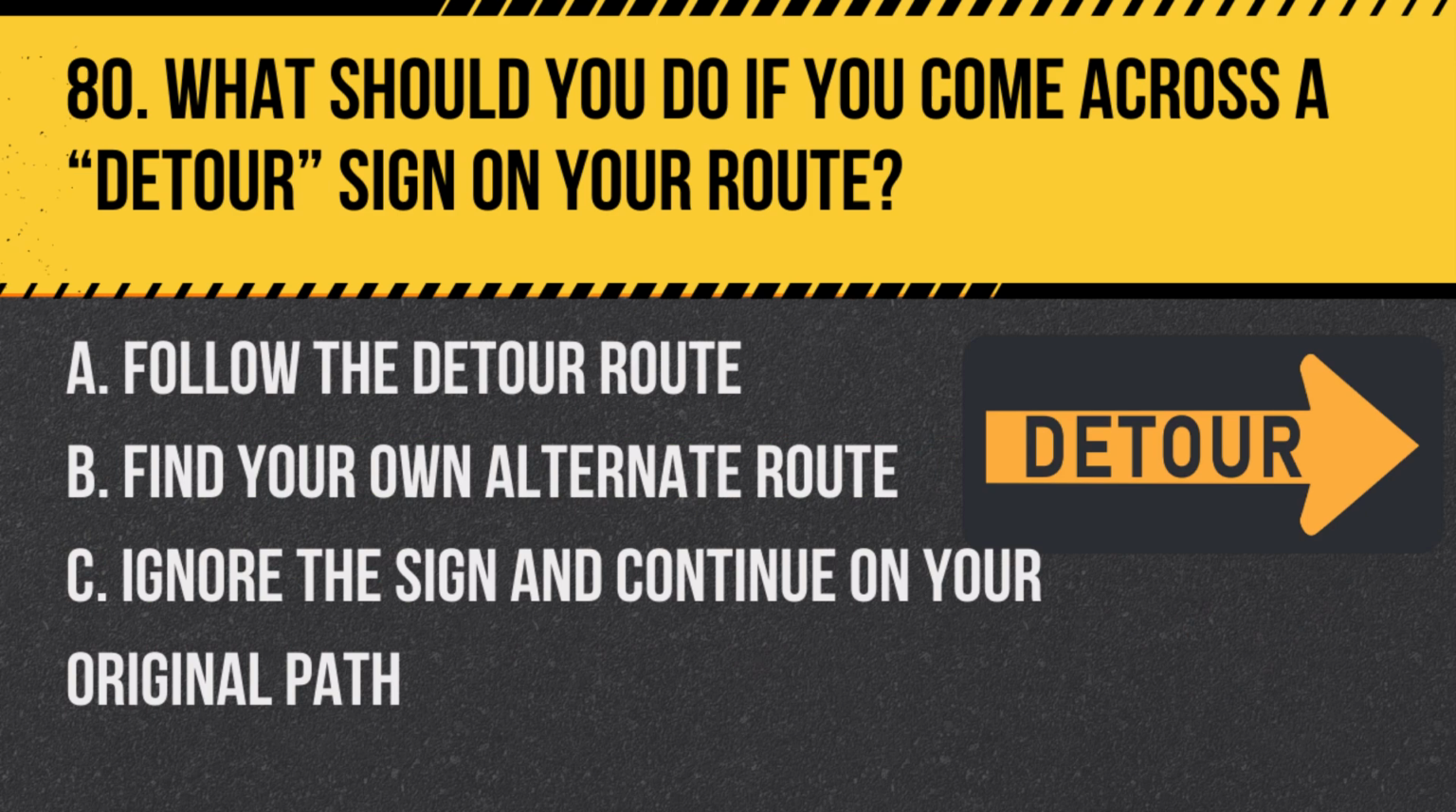Question 80. What should you do if you come across a detour sign on your route? A. Follow the detour route. B. Find your own alternate route. C. Ignore the sign and continue on your original path. Answer A. Follow the detour route. When encountering a detour sign, follow the indicated detour route to bypass the closed or obstructed area.